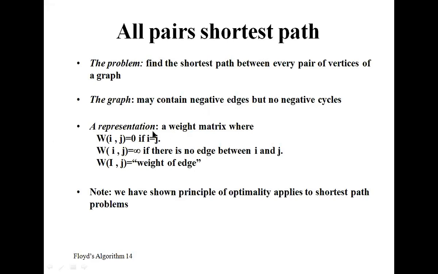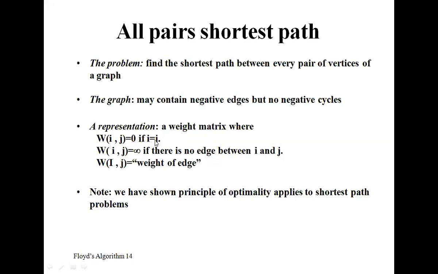So, representation of the problem. A weight matrix where W of i comma j, where i is one vertex and j is another vertex, is the weight of the edge from i to j. W of i comma j is equal to 0 if i equals j.